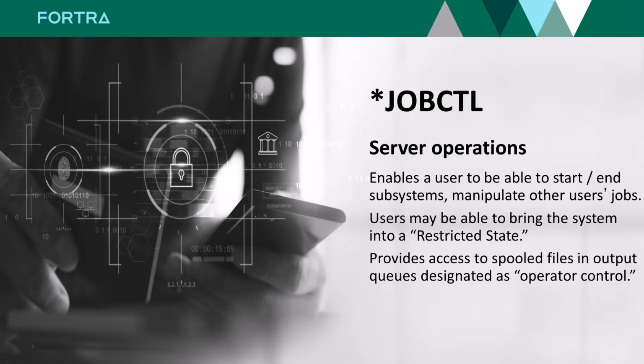Job control is another special authority that is granted across most user profiles. What many people don't know is that job control not only can allow a user to shut down the system by ending subsystems and ending any other job in the system, it also can grant access to spooled files.